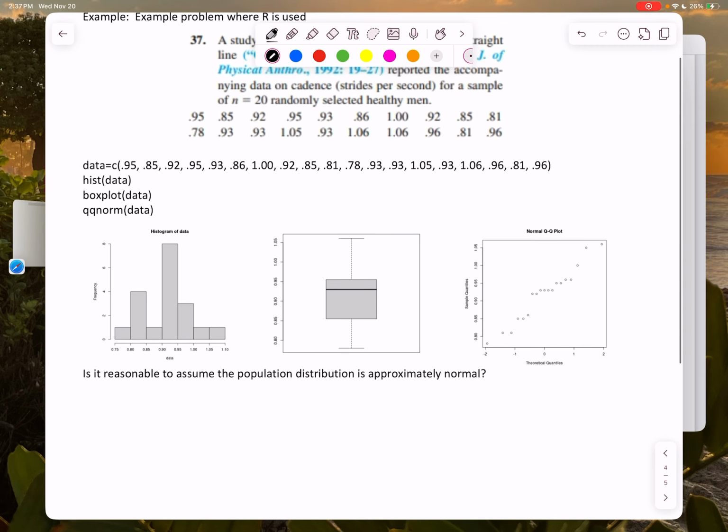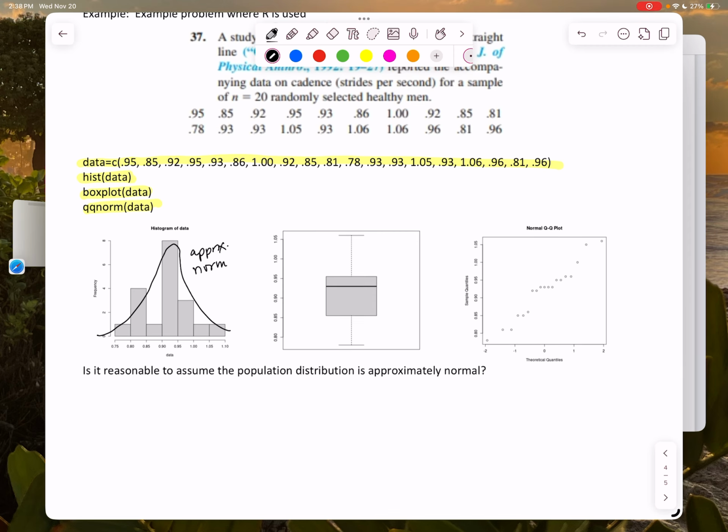So I went ahead and put it into R, and this was the code that I used. Then I said, let's make a histogram of the data, let's make a box plot of the data, and let's do one of those normal quantile plots. Looking at that, we can answer the question: is it reasonable to assume that the population distribution is approximately normal? If we look at the histogram, I'd say this is approximately a normal shape. We've got that bell curve going on there.